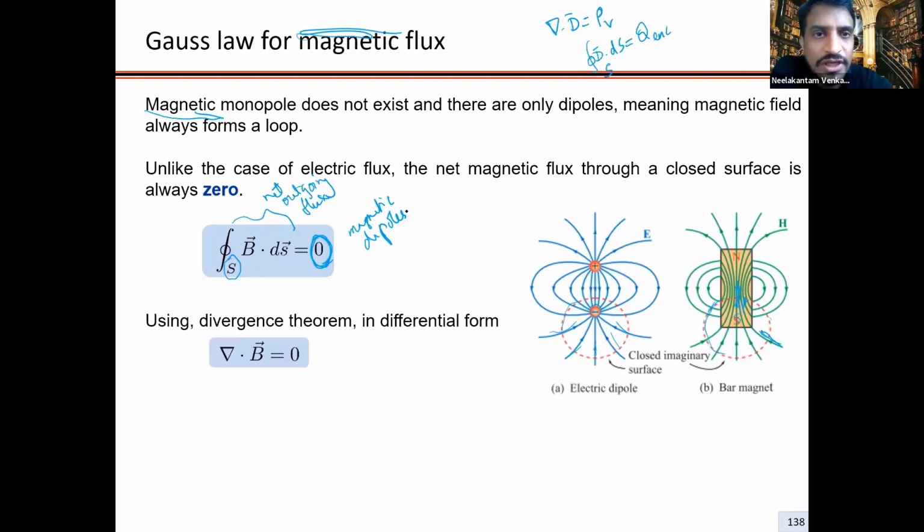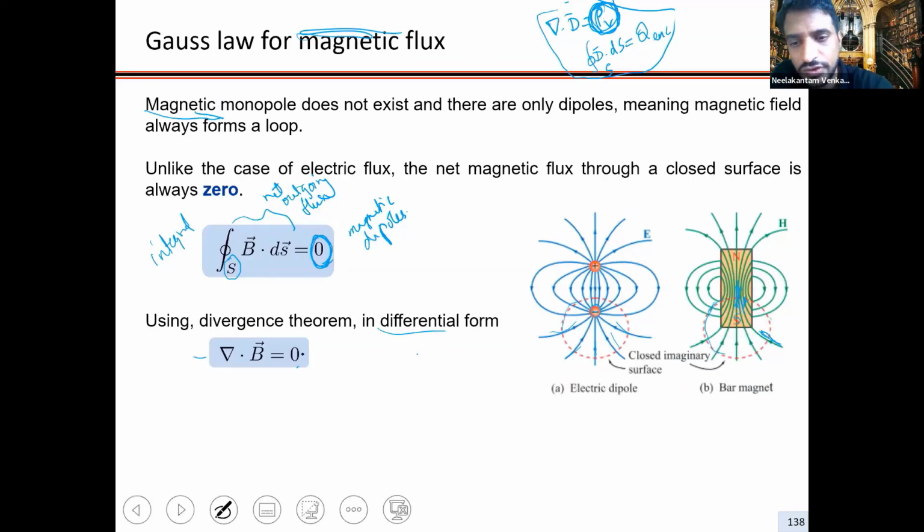Similar to the electric flux case, instead of the integral form, you can have it in the differential form as well, which is divergence of B is equal to 0 all the time. It's not equal to charge enclosed, because unlike the electric field case, there are no separate magnetic monopole charges. It's always dipole. The north and the south cancel each other, so it's always 0.